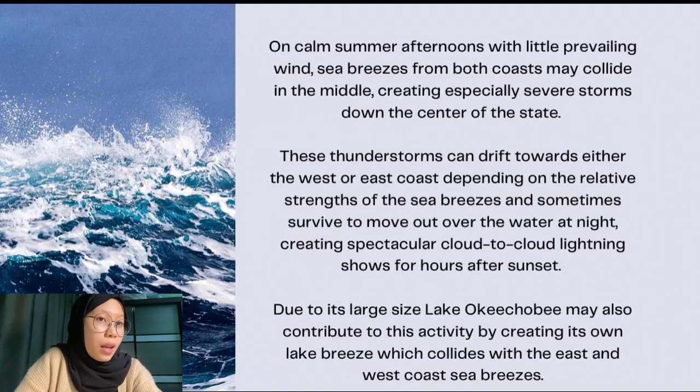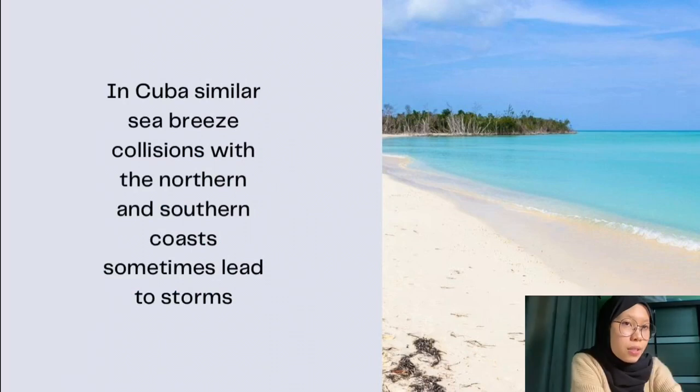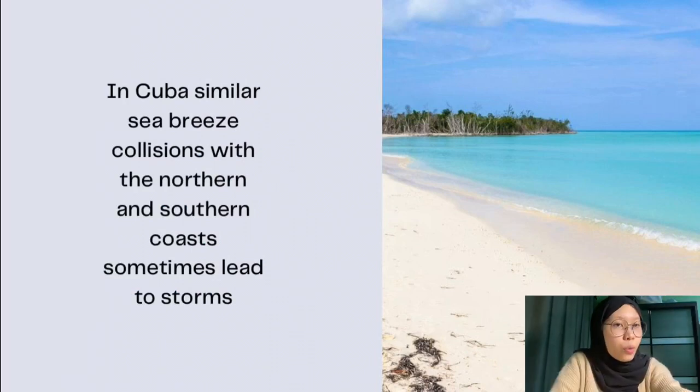Due to its large size, Lake Okeechobee, which is also known as Florida's Inland Sea, may also contribute to this activity by creating its own lake breeze, which collides with the east and west coast sea breezes. In Cuba, similar sea breeze collisions with southern and northern coasts will sometimes lead to storms.